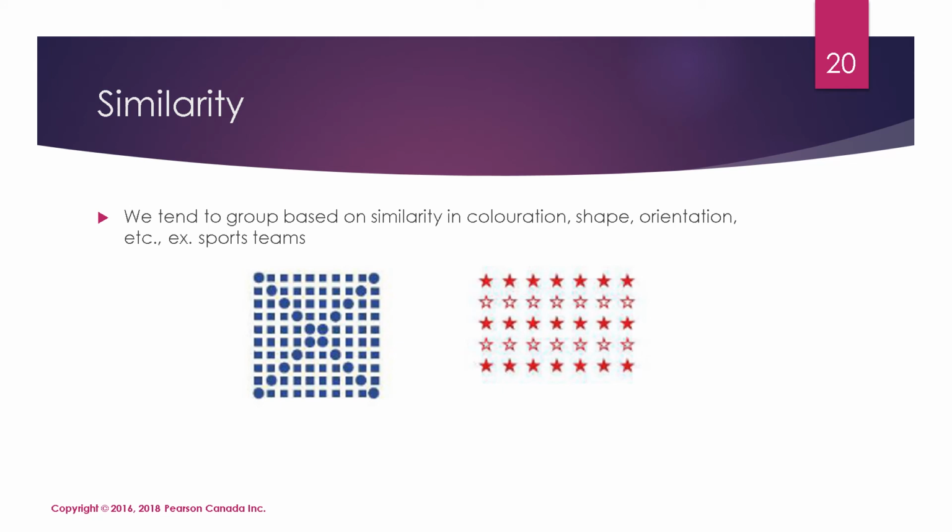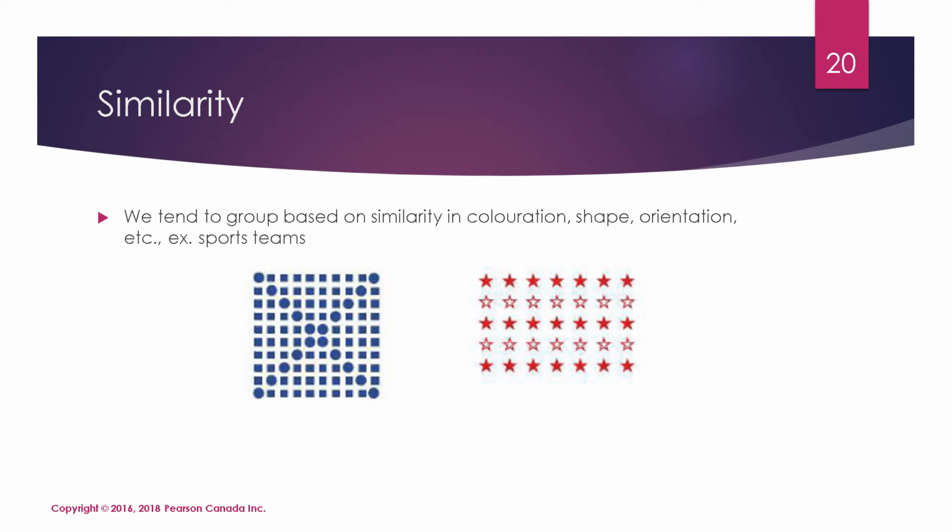For similarity, we tend to group based on similarity in things like color, shape, or orientation. So for example, when you look at these pictures here, you should see pretty clearly in the first picture that there is an X that's created out of circles, and it seems to be on a background of blue squares. The fact that we're able to take those and group them together and see that X, as opposed to seeing circle, square, square, square, square, circle, square, circle, square, square, the fact that we actually see a pattern there is based on the principle of similarity.